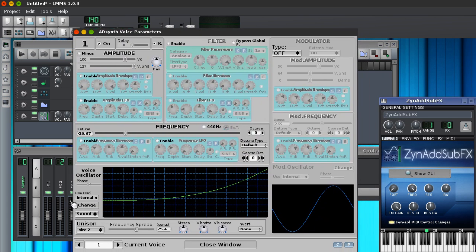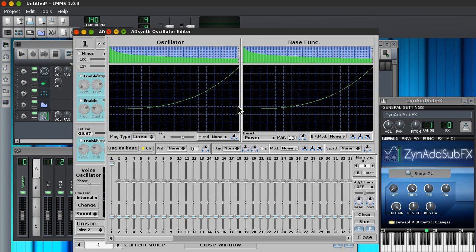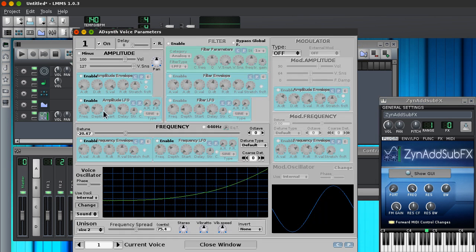I have a power wave with a bass function parameter set to 13, and it's detuned to negative 20. I have its unison set to 2 with the frequency spread set at 75.4. And over here in ZynAddSubFX, in the parameters in LMMS, I have the bandwidth set to about 1 or 2 o'clock. The rest of everything is just staying the same.